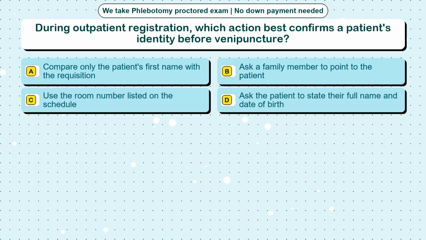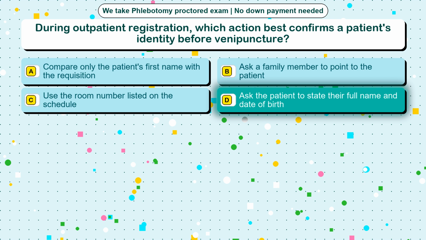Question 93. During outpatient registration, which action best confirms a patient's identity before venipuncture? Option A. Compare only the patient's first name with the requisition. Option B. Ask a family member to point to the patient. Option C. Use the room number listed on the schedule. Option D. Ask the patient to state their full name and date of birth.